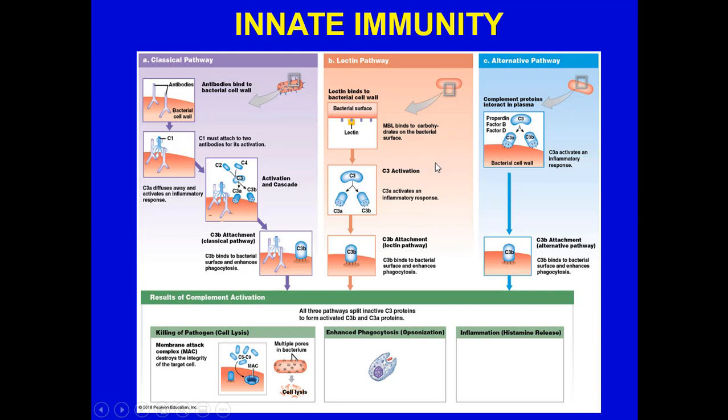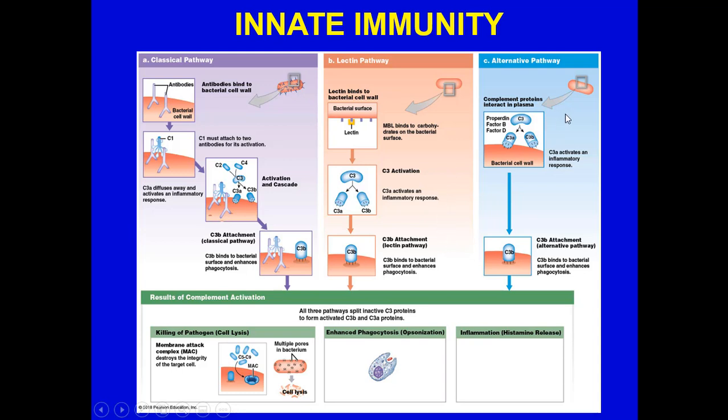So it's a monosaccharide. No, it's not a monosaccharide. I think it is a monosaccharide, I take it back. But it's a sugar, you need to know that, and this lectin will bind to it. And when that happens, it will trigger C3 activation. Okay, so you don't have C2, C4, and all these C1s. Nope. It gets right to the heart of the matter, C3, which breaks off into C3a and C3b. And C3b will again bind to the surface and enhance phagocytosis.